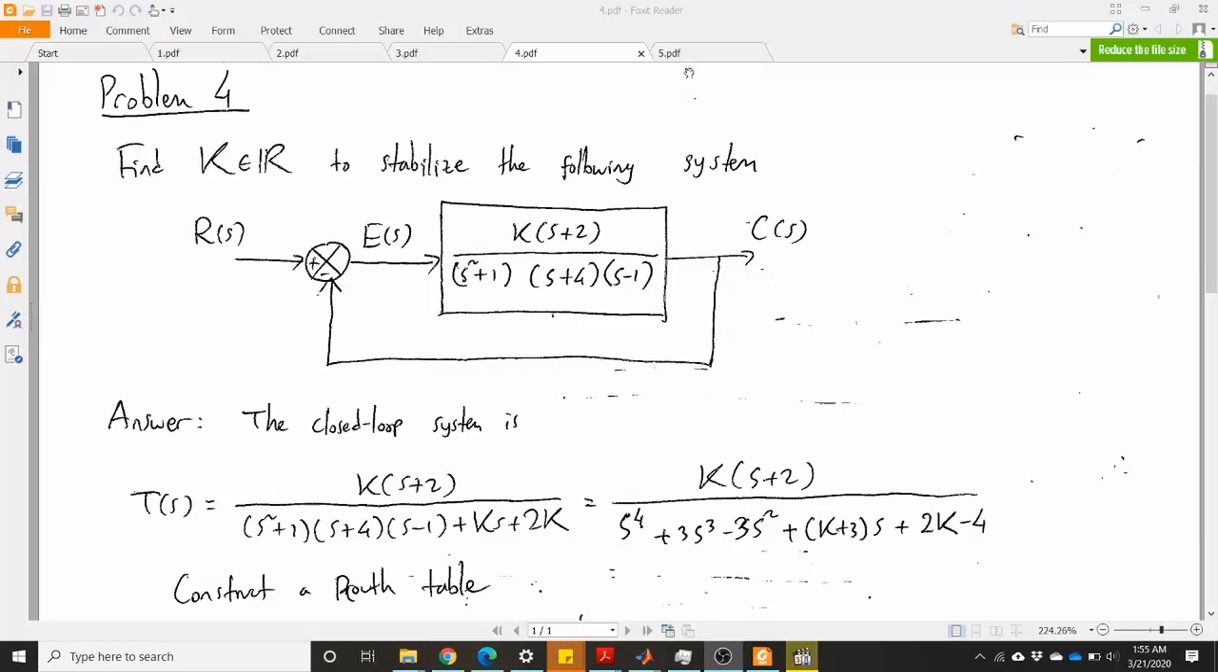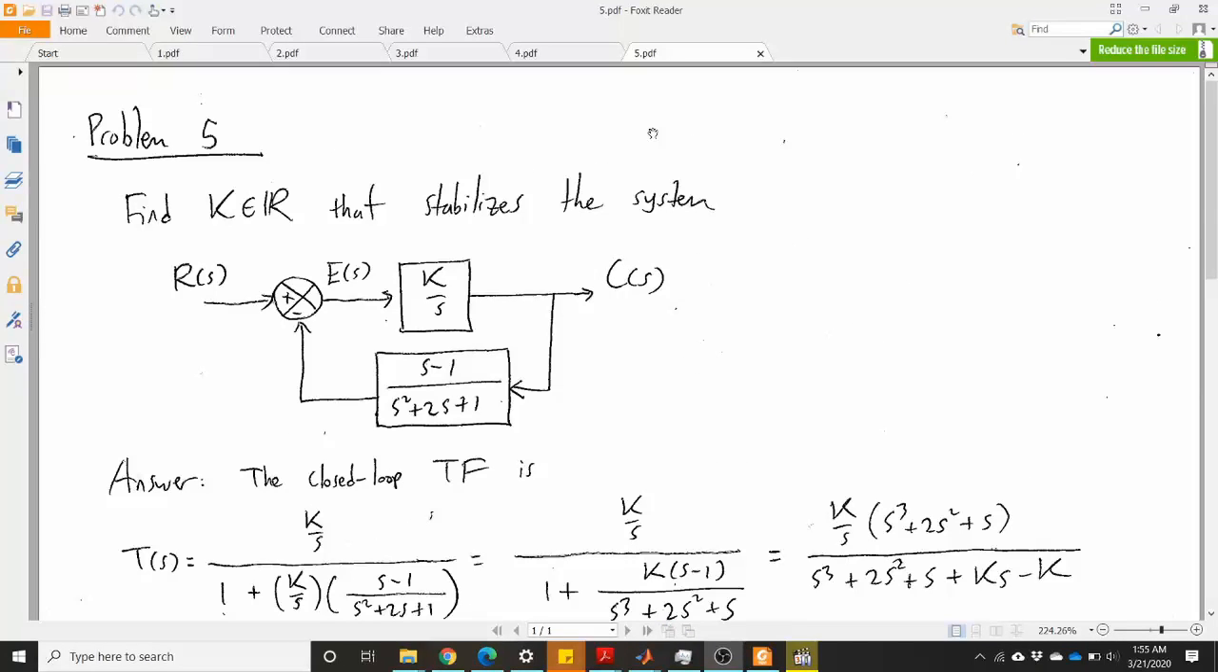Okay, the final problem, problem 5. Again, we want to find k that stabilizes the closed loop system, but this time we don't have a unity feedback. Instead, we have another form of feedback transfer function. So let's call this block g of s and this block h of s.